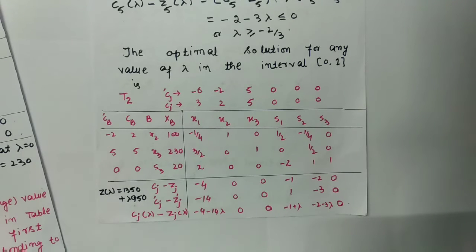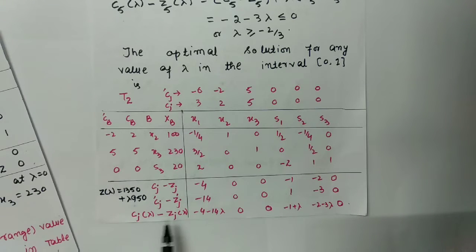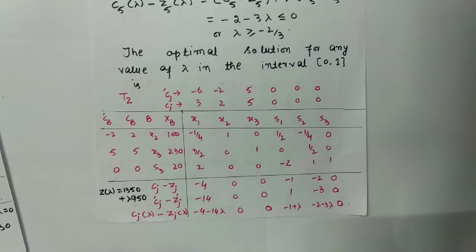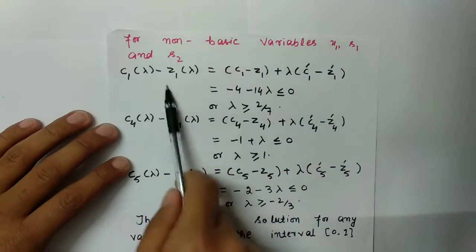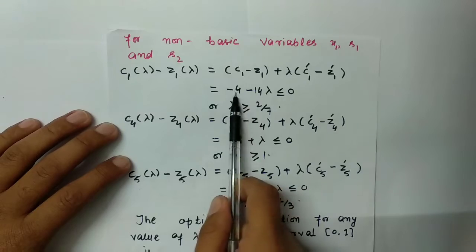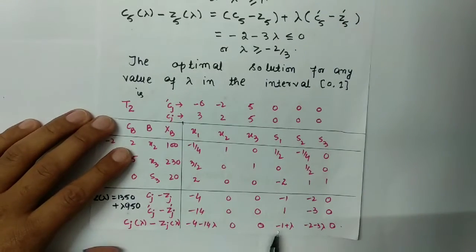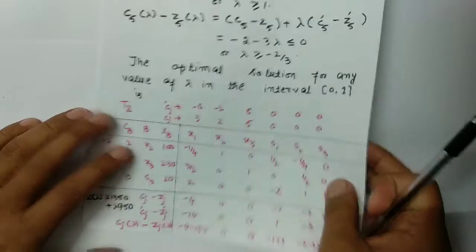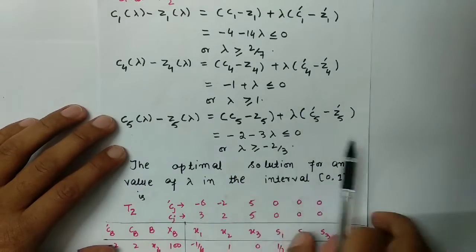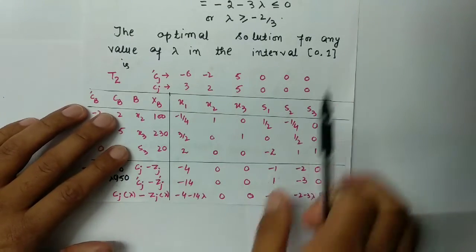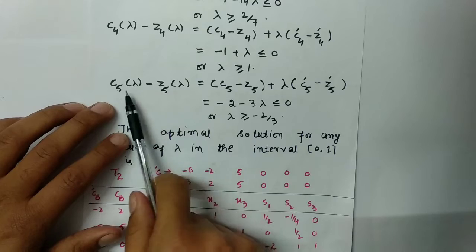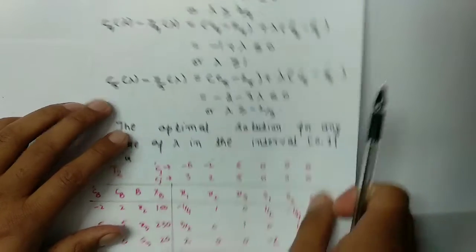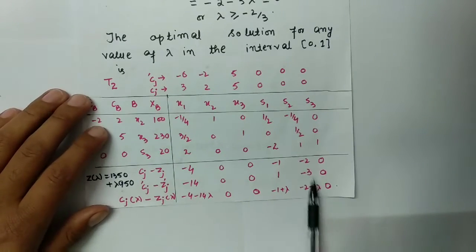And Cj lambda minus Zj lambda, these are the values. Here I have already found C1 lambda, which is minus 4 minus 14 lambda. I will write here, and then corresponding to s1 is minus 1 plus lambda. So I will write here, and corresponding to s2, I will write minus 2 minus 3 lambda here.